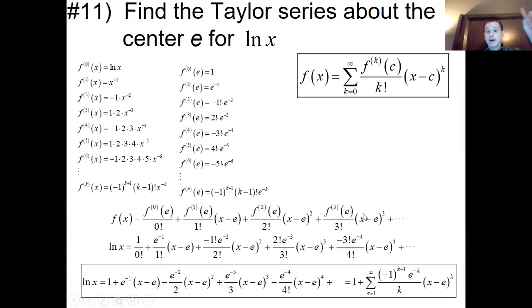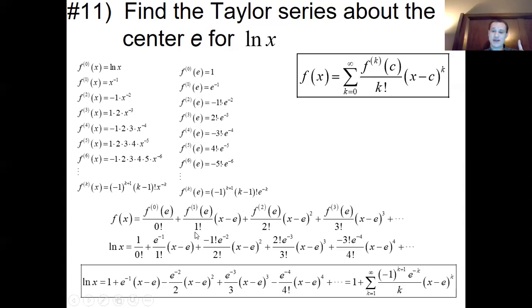Okay, I'm back. On this one, again, matching this up, it's the 0th derivative at e times x minus e to the 0. X minus e to the 0 is nothing. Who cares about that? First derivative at e over 1 factorial times x minus e to the first. Second derivative at e over 2 factorial times x minus e to the second, and so on and so forth.